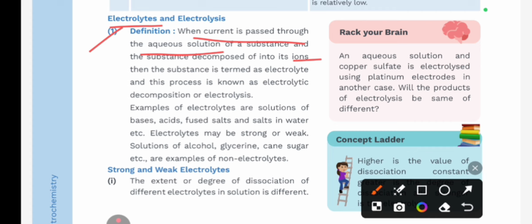The process in which this takes place is called electrolysis, because it occurs by breaking the compound, that is, by decomposition. Examples of electrolytes are bases, acids and a few salts, salt in water. These are all electrolytes because they carry current when dissolved in water, or taken in aqueous form, or in the molten state.